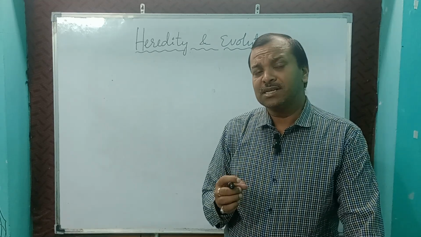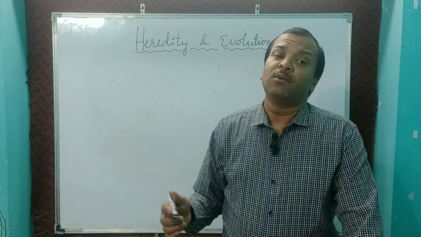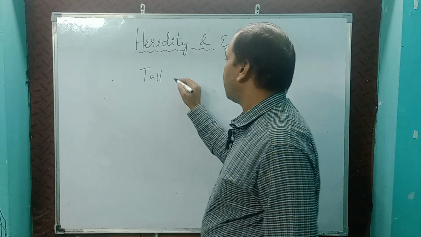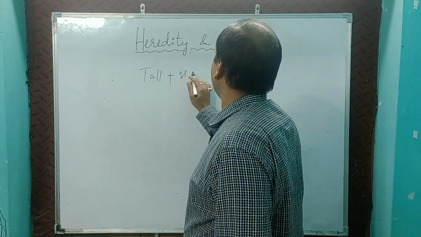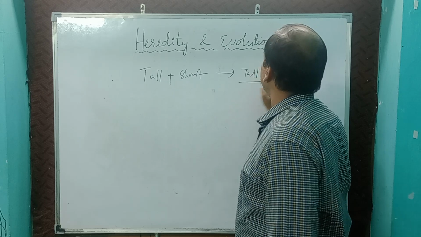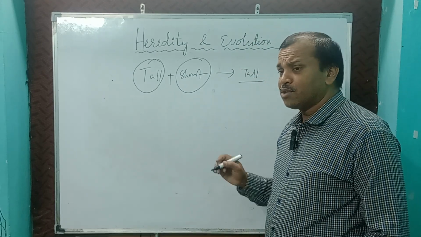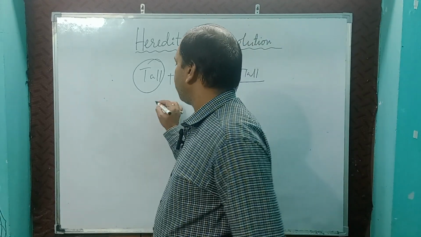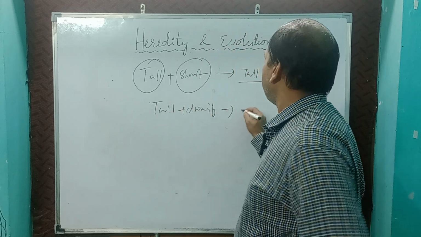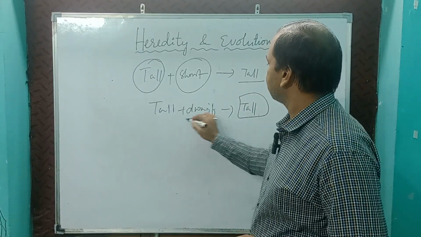Next, we already discussed dominant trait and recessive trait. Dominant trait means which will dominate over another one. For example, tall. Your father is tall but your mother is short, dwarf. Then you might be tall. Here tall is dominant and short is recessive. Clear? If we go for a plant, tall plant and dwarf plant, then the plant will be tall. This is because this is dominant, and here it is recessive.